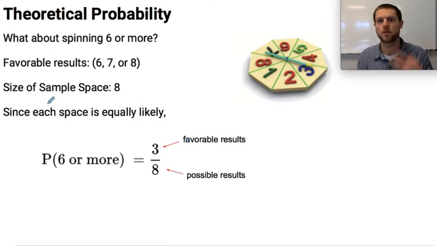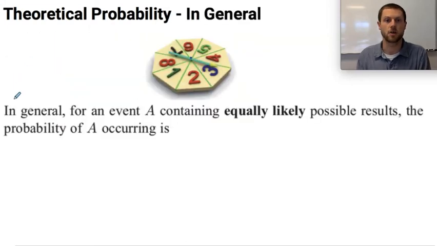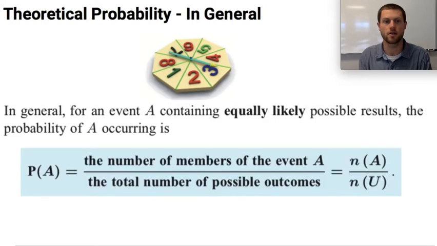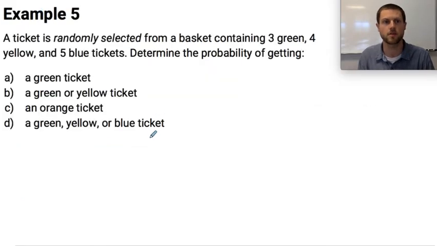So we can come up with these theoretical probabilities quite simply if we know the favorable results and the sample size. So in general, if we have an event A containing equally likely possible results, the probability of A occurring is the number of members of the event A divided by the total number of possible outcomes. The number of members of the event A could be 6, 7, 8. So there's 3 of them, that's the number, divided by the total number of possible outcomes, which would be 8 in the previous example. So let's talk about this example 5.